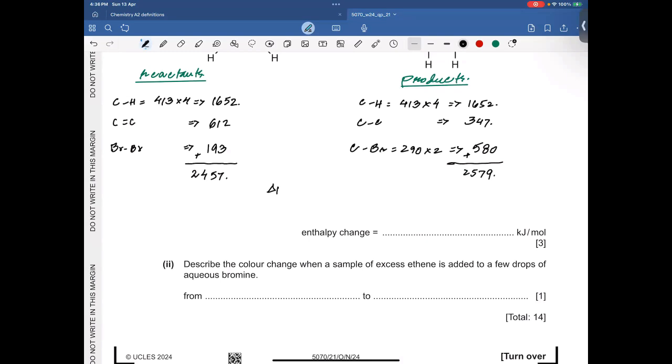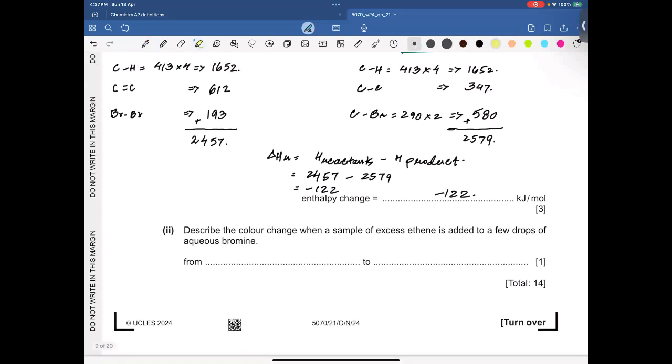So in order to calculate enthalpy change, I'm going to use this formula. Enthalpy of reactants minus enthalpy of product. Just plug in the values in this formula. 2457 minus 2579 is going to be minus 122. So minus 122 is going to be the right option and right answer for you.